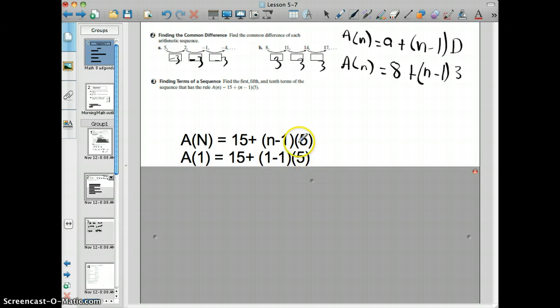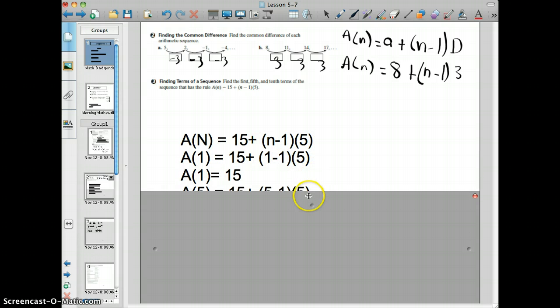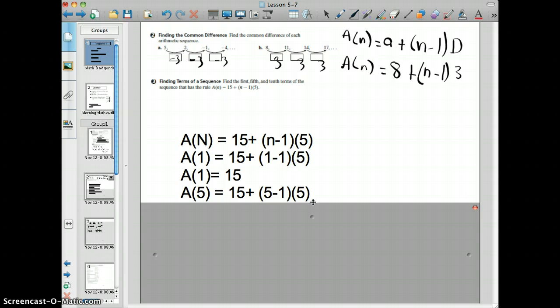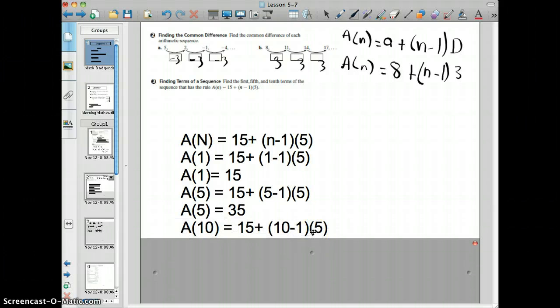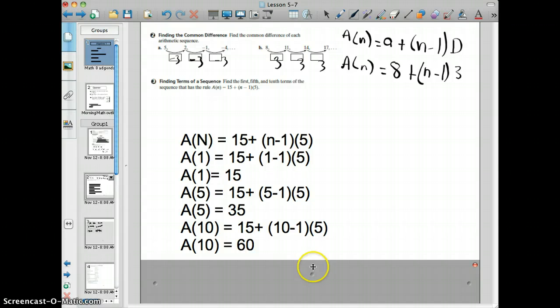Okay, we plug in 1, we do the math here, and we get 15. It's kind of obvious because we know where the first term is found in our equation. But then looking at the fifth term, you plug in 5, and so you take the 5 minus the 1, which you get 4, multiply it by 5, and add 15, and you get 35. And then to find the 10th term, you're going to do the same thing again, plugging in 10 for the n, subtracting 1, which you get 9, times 5 is 45, plus 15 is going to give you the 10th term of 60. How are we doing on that?